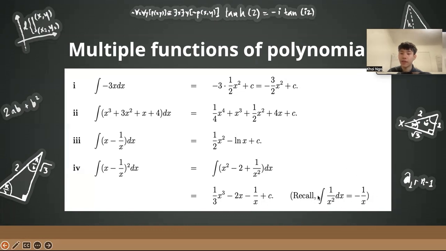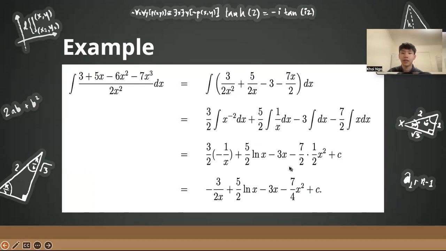Let's recall a bit. Antiderivative of 1 on x squared would be minus 1 on x. And then let's keep going. For now, we will try a bit of a challenging question. Let's have a look. Antiderivative of (3 plus 5x minus 6x squared minus 7x cubed) over 2x squared dx.